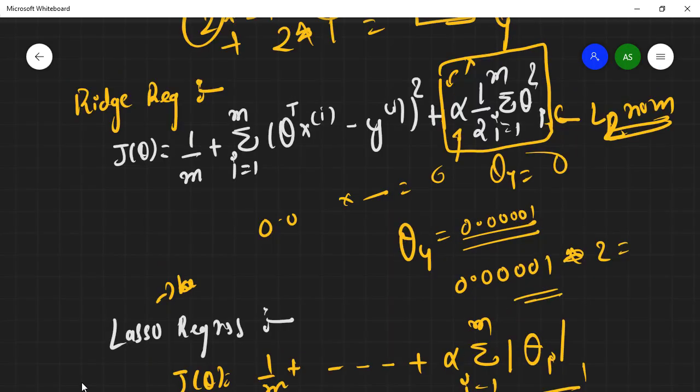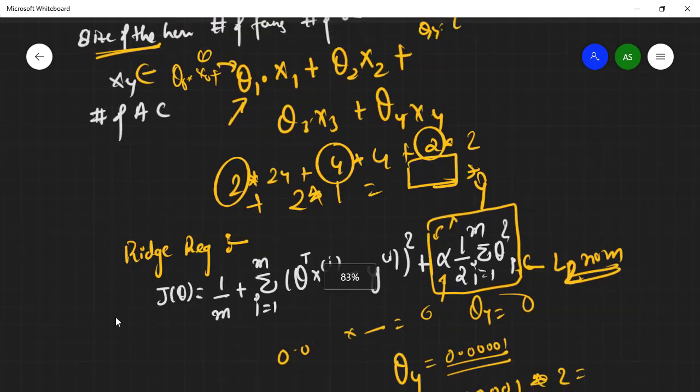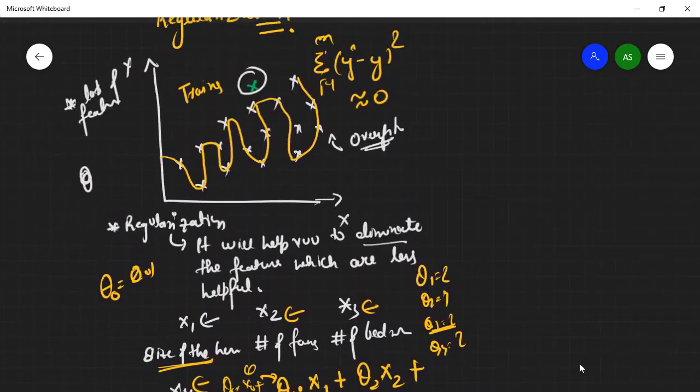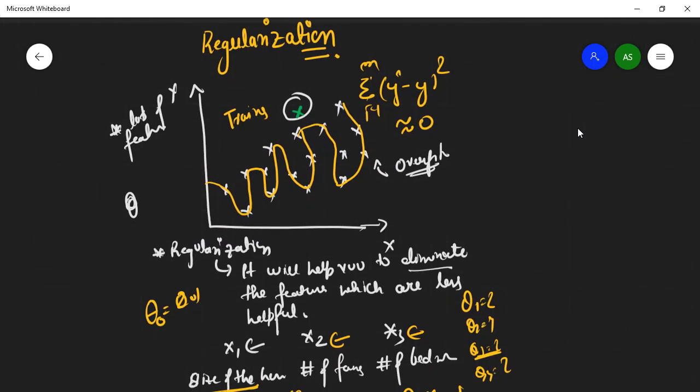Here we have studied regularization in detail, and I hope you understood it very clearly. There is one more, which is elastic net, which you don't need to worry about now. It's just a combination of both of them, but it's not used much in the industry, as we use the L1 and L2 norms.